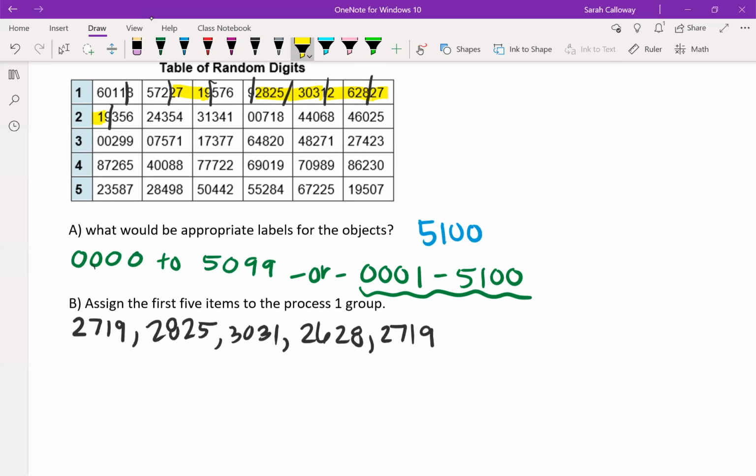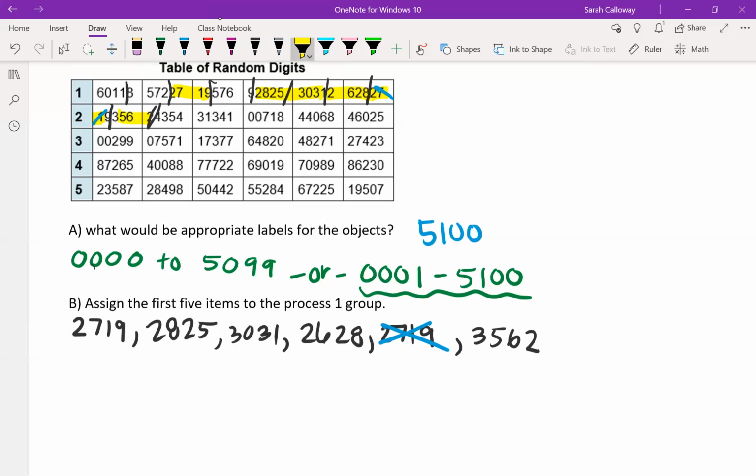2,719. Wait, I found a problem. That's a repeat. So that one is not a member of our group. Let's see if the next one is. 3,562, looks like we don't have that. So that one is our 5th one, 3,562.